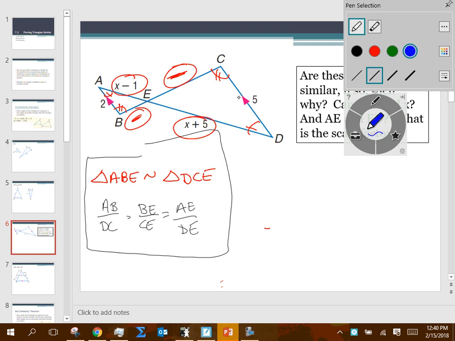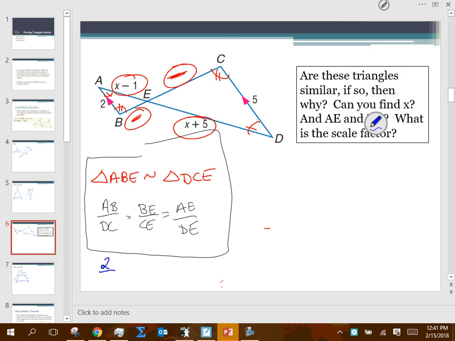Okay? So now, what is AB? What is that distance there? It's 2, right? Okay. DC would be 5. BE, I don't know BE, right? And I don't know CE, so that one's not useful to me. But AE, x minus 1, and DE then x plus 5. So it allows you to create the correct proportion to solve for the missing parts. Right. I'll leave the algebra, the calculations, to you on that one.